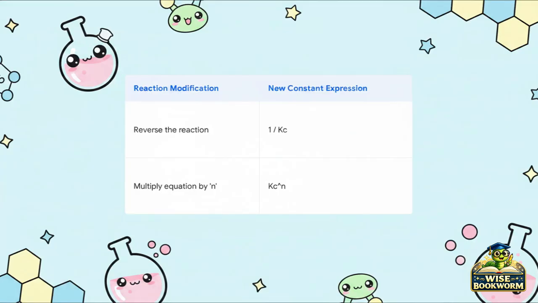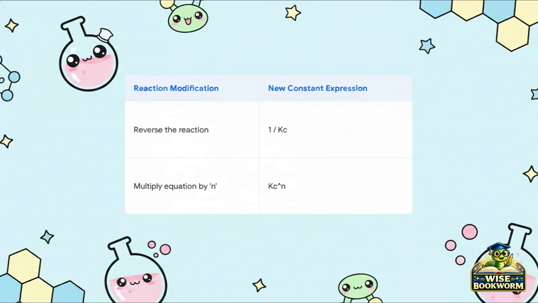What's really interesting here is just how beautifully flexible this mathematical rule actually is. Because Kc is a fixed ratio at any given temperature, if we modify the way we write the chemical equation, the constant expression shifts in a totally logical way. So, if you write the reaction in reverse, literally just swapping the products and the reactants, the new constant is simply the inverse, just 1 over Kc.